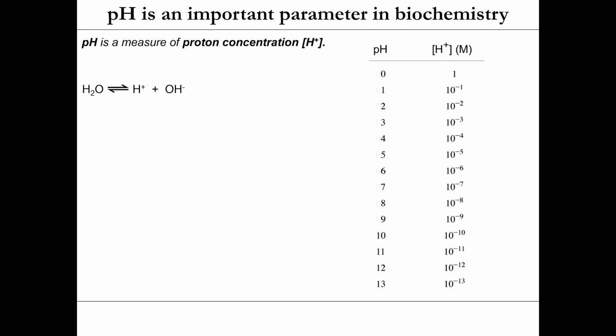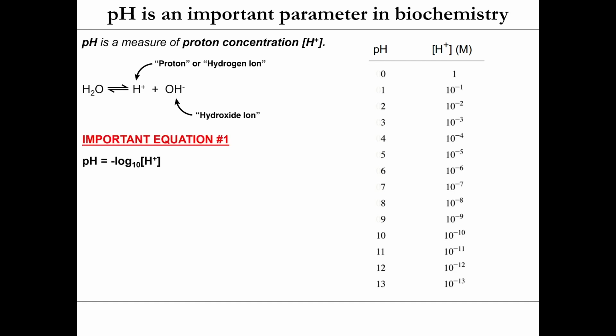So you can see here that water, H2O, can break down in a reversible reaction into protons, H+, and OH negative. H+ I'll refer to as just protons or a hydrogen ion, or just H+, and then OH negative I would call a hydroxide ion or just OH negative. So pH is a measure of proton concentration.